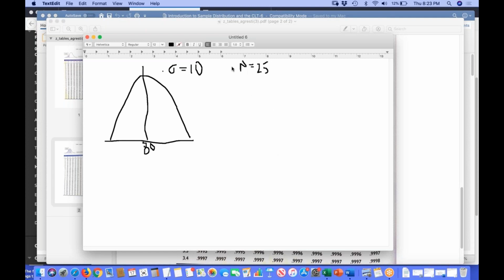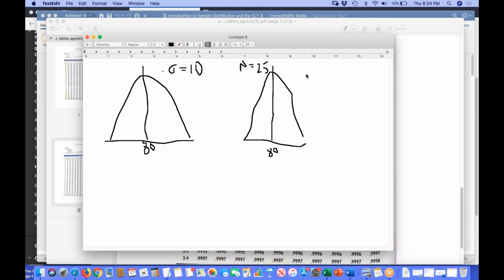So at any rate, we know if we take repeated samples of size 25 from this population over and over and over again, and each time we take a sample of size 25, we calculate the average for those 25, and then we accumulate all those averages and we draw a new distribution using only the averages. We know that the mean of all those samples is going to be the same as the mean of the population, in other words, 80.